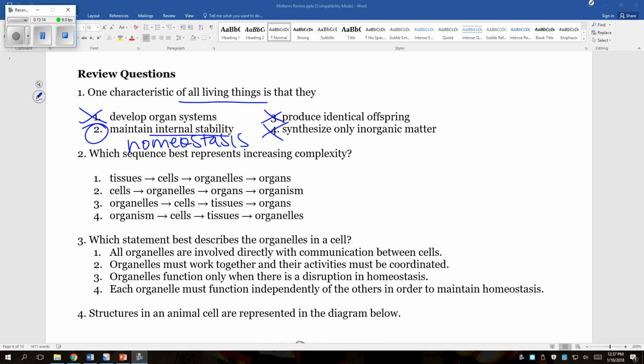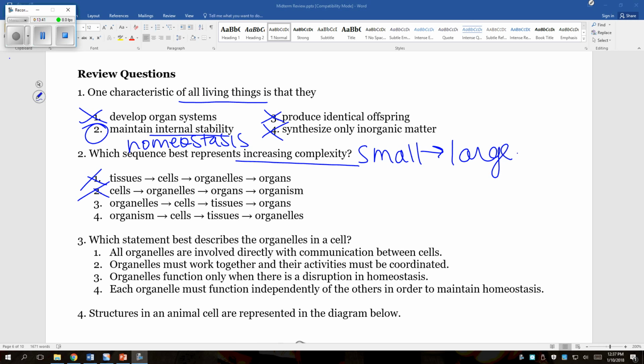Number 1 says, which sequence best represents increasing complexity? Increasing complexity means we're going to start off with something that is small and then go to something that is larger. Number 1 says tissues, then cells, organelles. That's definitely not right. The smallest one that we're going to have there is organelles, so we can cross that one off. Number 2 says cells and then organelles. Once again, that's flip-flop, so I'd cross that one off.